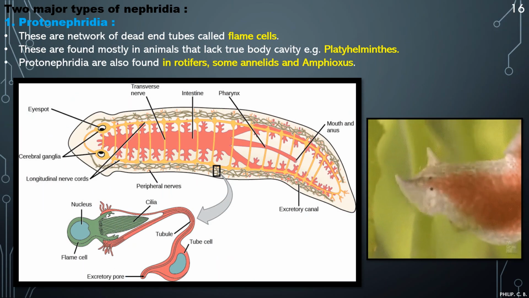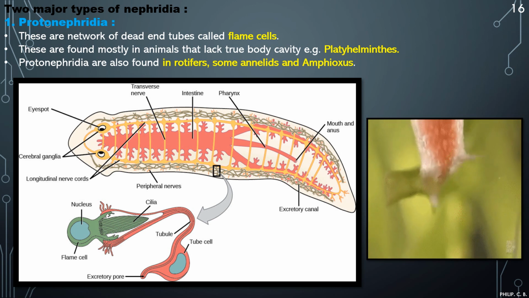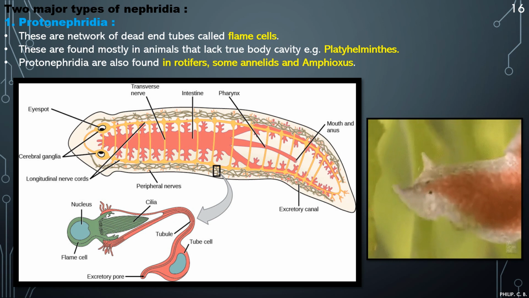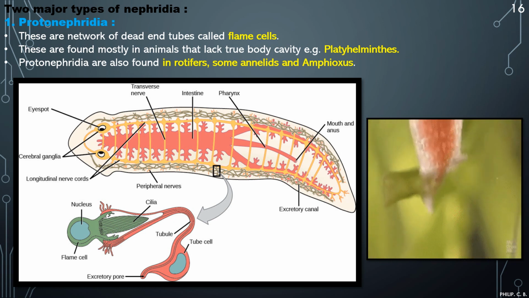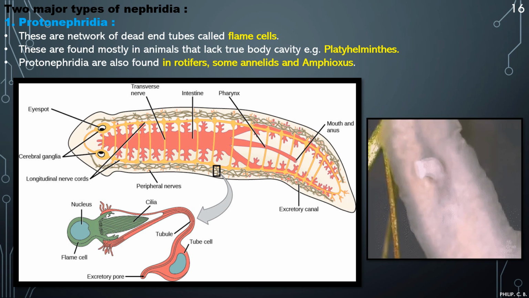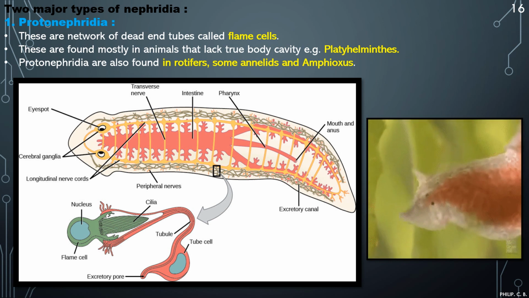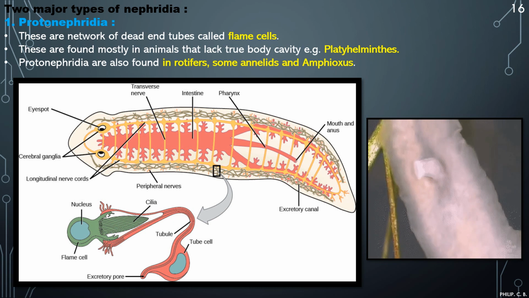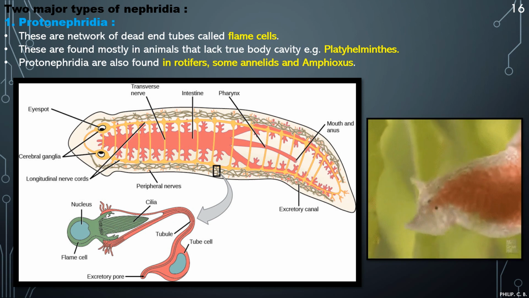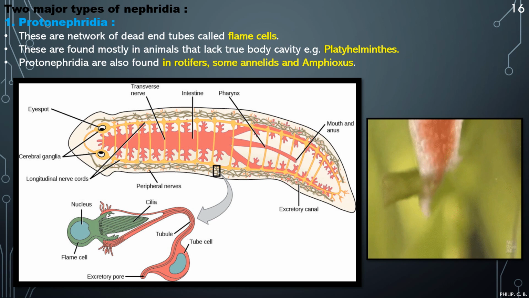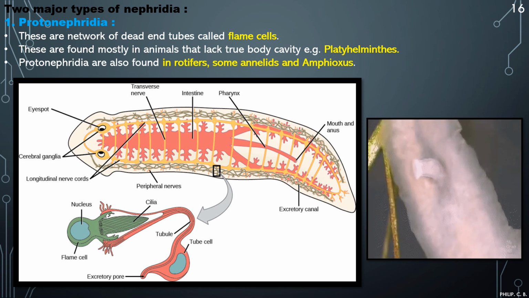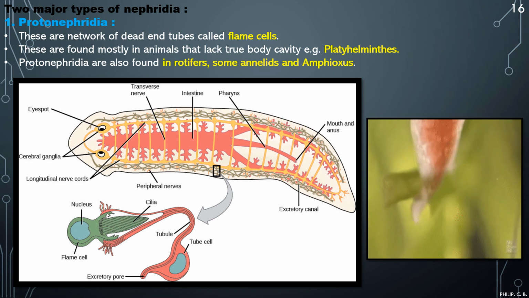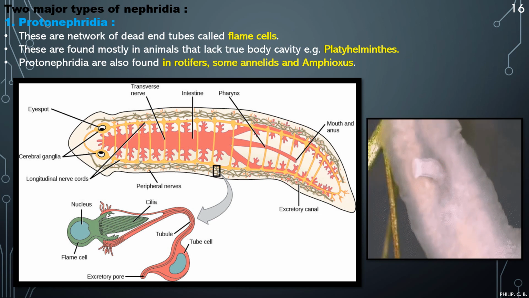Now, other than the kidney, which you are going to learn in the next part of the video, here you can see a few other major types of nephridia. One is protonephridia. These are a network of dead end tubes called flame cells. These are found mostly in animals that lack a true body cavity, for example Platyhelminthes, which we can see in the image also. Protonephridia are also found in rotifers, some annelids and amphioxus.